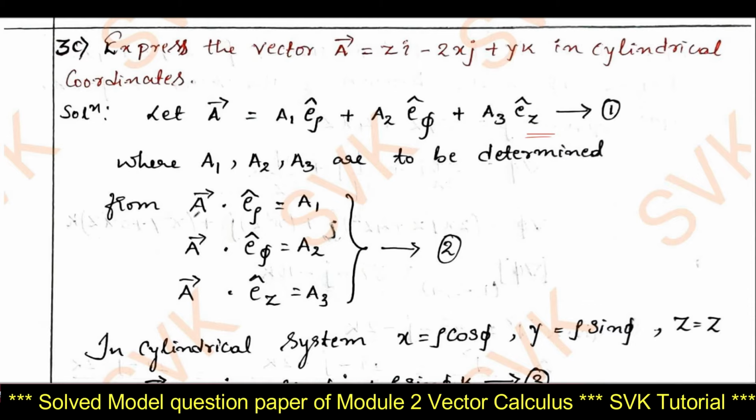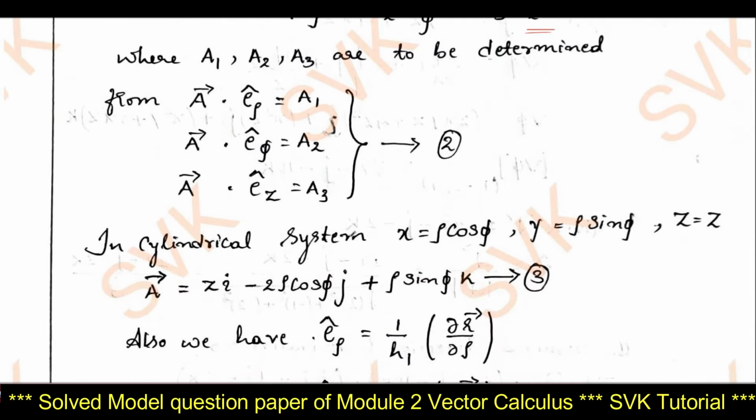To find that, I am going to define A1, A2, A3 as dot products of two vectors. A1 is defined as vector A dot e rho cap. A2 is defined as vector A dot e phi cap. A3 is defined as vector A dot e z cap. I will name that as equation 2.